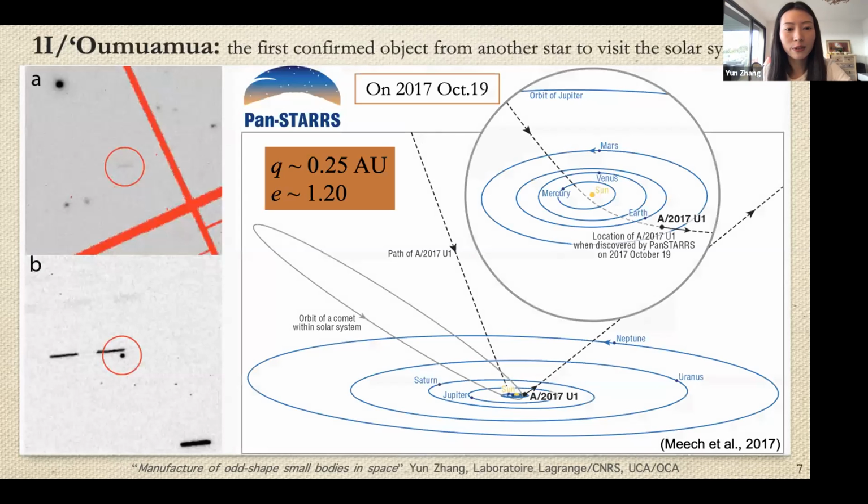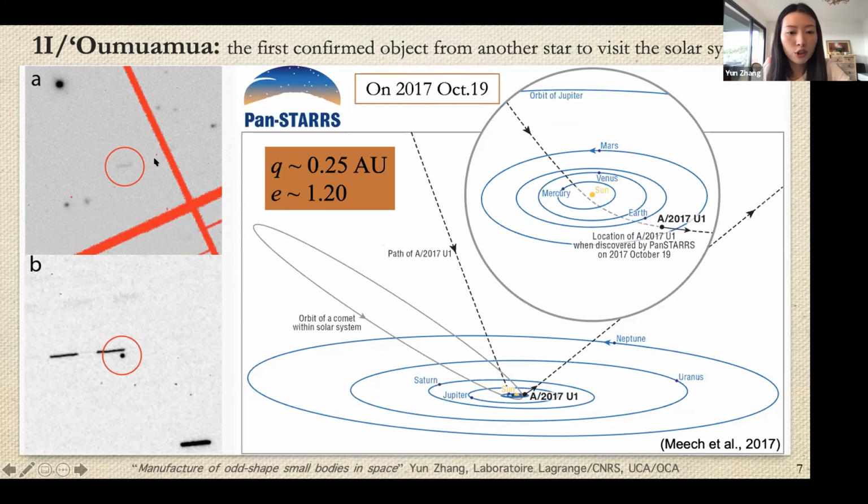So let's continue. Finally, the dream of seeking interstellar objects came true three years ago. The first interstellar object, Oumuamua, was discovered on October 19, 2017 by the Pan-STARRS telescope system. At the time of discovery, it had passed its perihelion to the Sun. The perihelion distance of its orbit is about 0.25 astronomical units, and its orbital eccentricity is about 1.2, which identifies it as an interstellar object.